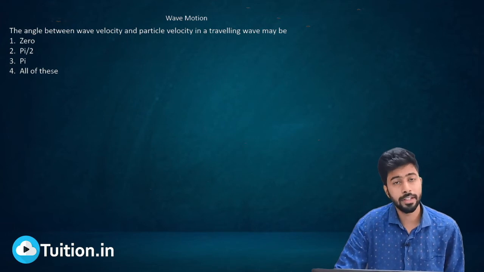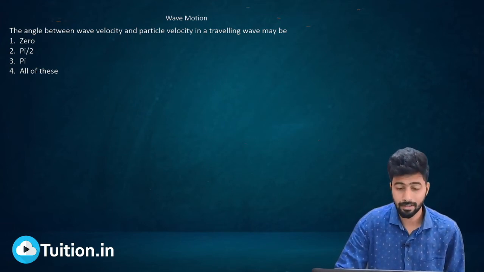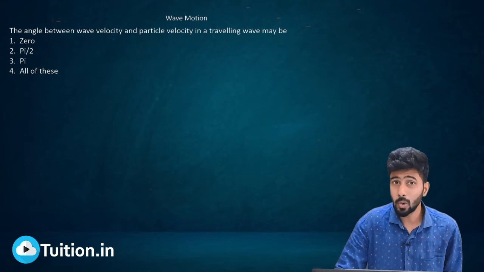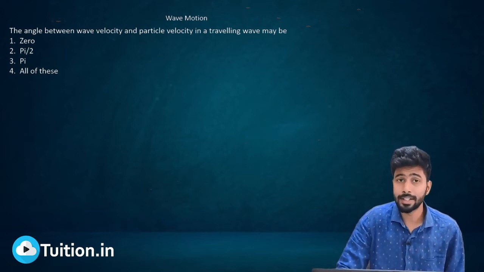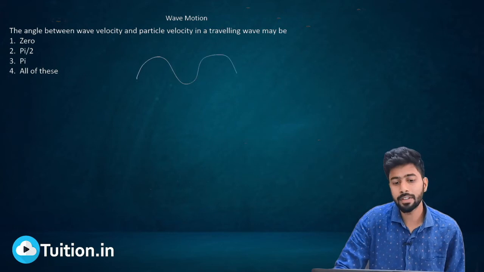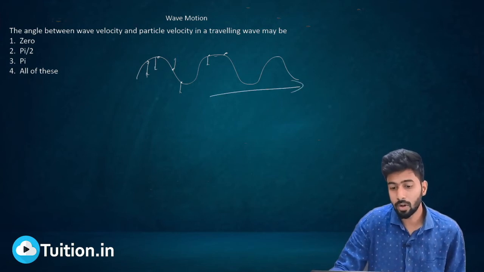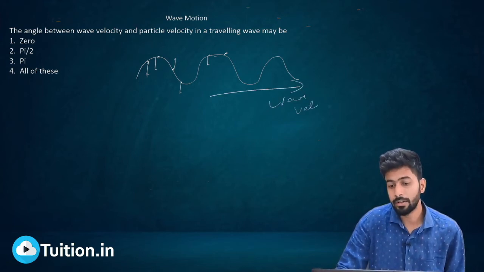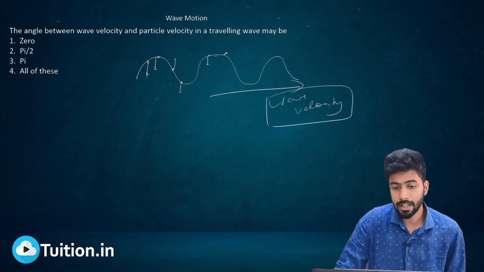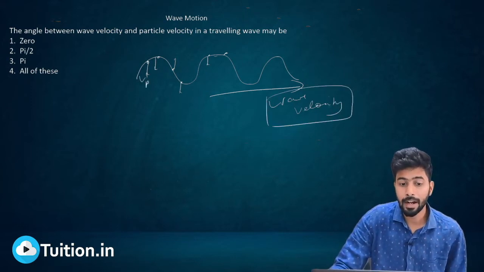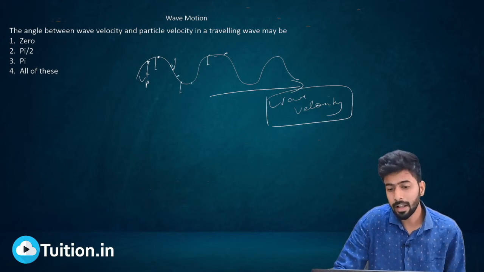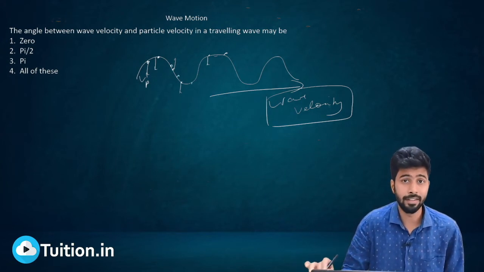The angle between wave velocity and particle velocity in a traveling wave may be, right? So first of all, remember, there are two kinds of velocities which are associated with a wave. So a wave is nothing but displacement of particles, right? So these particles might be having their own velocities, but it seems as if this wave is moving forward with some common wave velocity. So what you need to understand is the wave velocity is very different from particle velocity. Particle velocities are different for every particle, but wave velocity is the same for the entire wave, right?